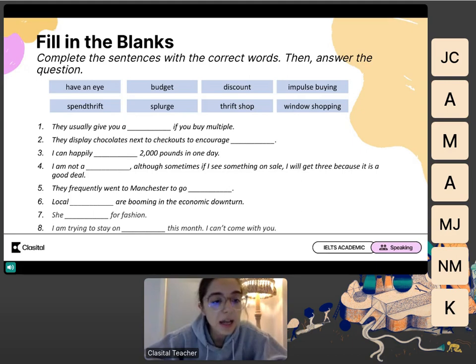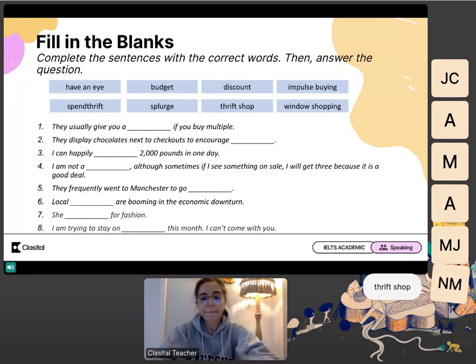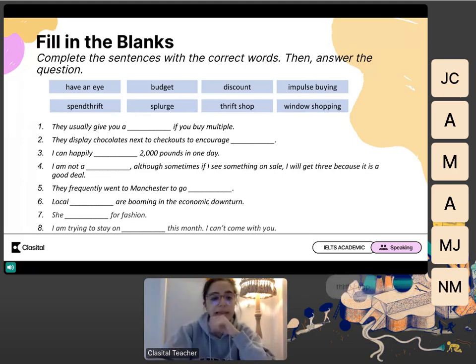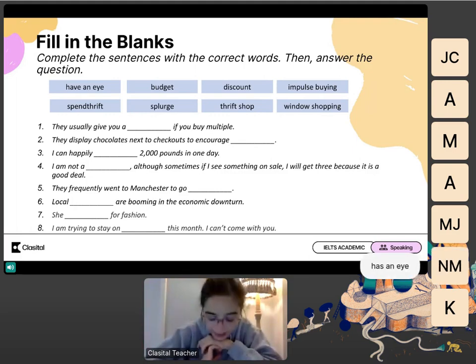Okay, number six, local thrift shops. Please add the S there because we need to make it plural for the upcoming verb form. Local thrift shops are booming in the economic downturn. That is the case.